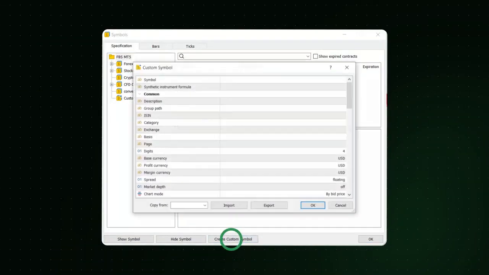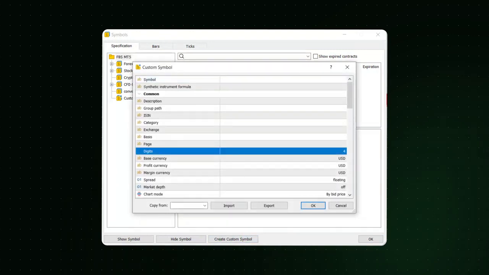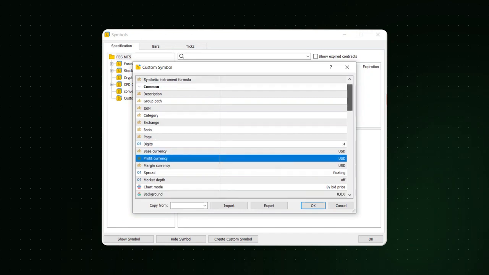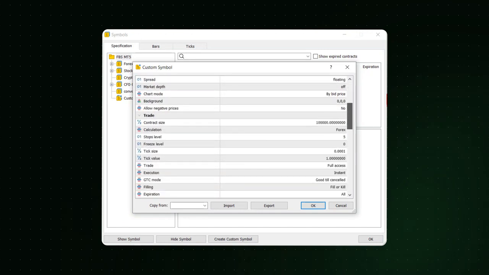MetaTrader 5 allows traders to create custom symbols for analysis. Users can combine multiple financial instruments and create synthetic instruments for more advanced analysis and trading strategies. MetaTrader 4 does not have this feature.